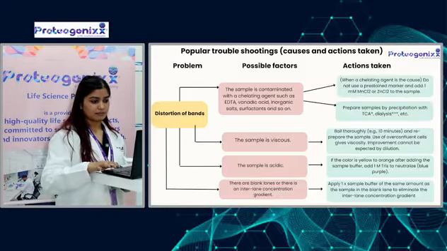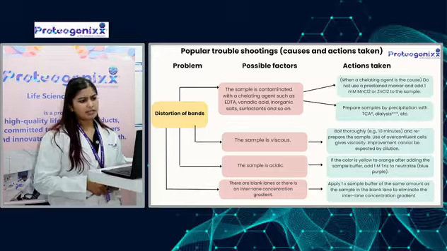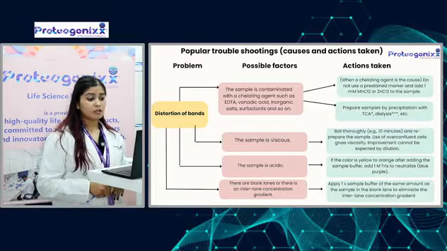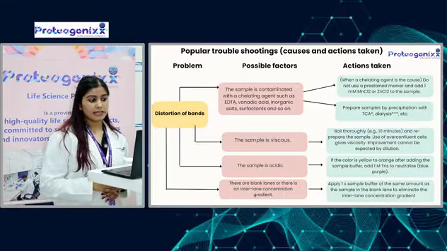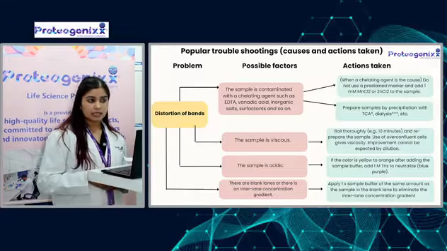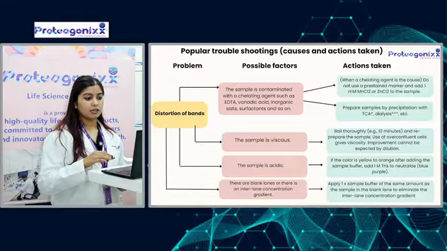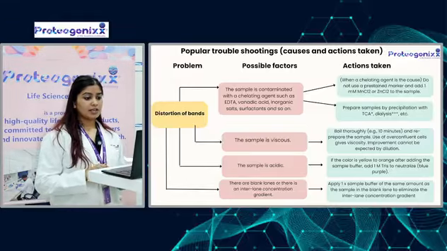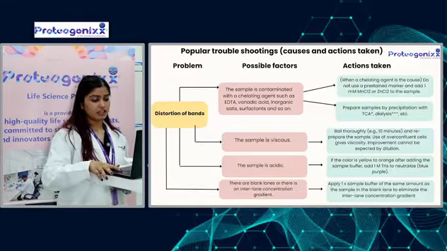neutral or basic. And one more problem is bending of bands, which occurs because of blank lanes or interlane concentration gradients. This can be corrected by adding 1x sample buffer to the empty lanes to eliminate the interlane concentration gradients.